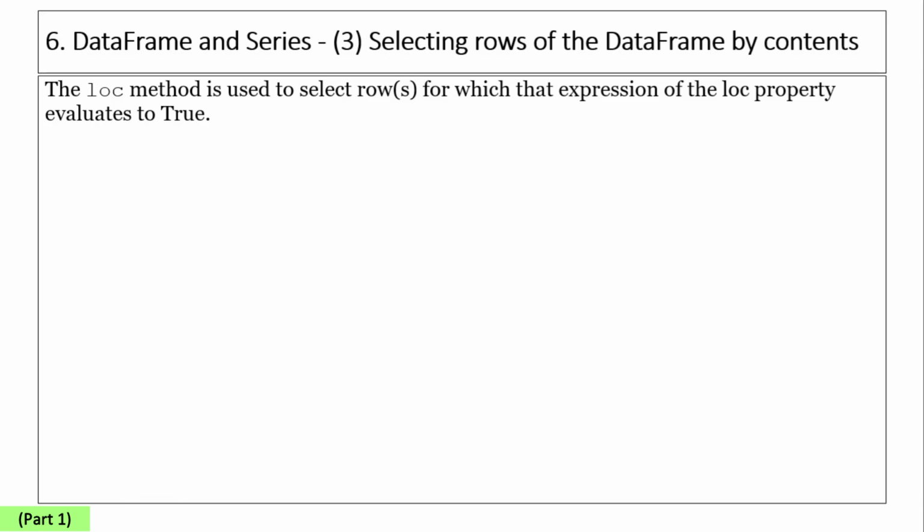A good pandas data frame manipulation is to select rows based on their contents using something called Boolean indexing. The basic idea is to write a logical expression referring to values contained in the data frame. Use the loc property, and the logical expression is written inside the square brackets as the index of the loc property. That expression is then evaluated on each row of the data frame, and the rows for which it evaluates to true are selected.